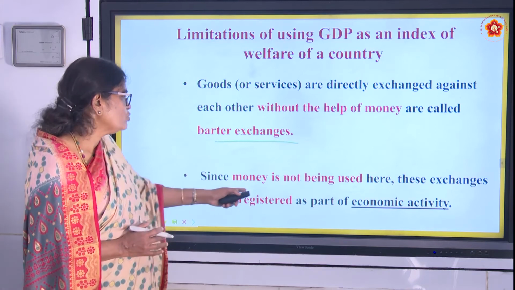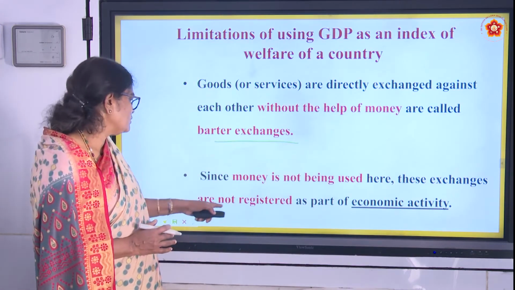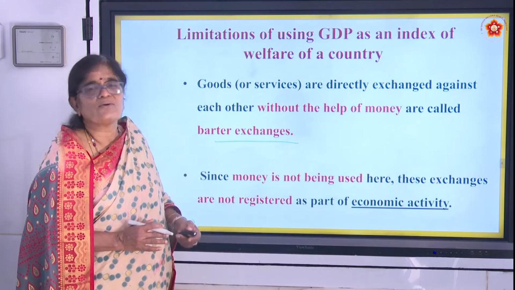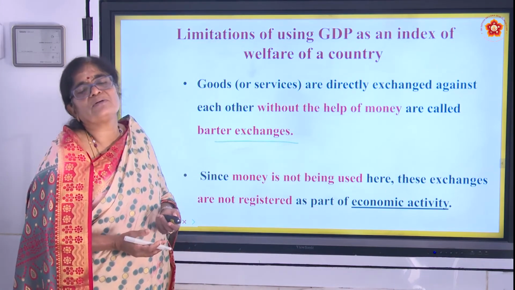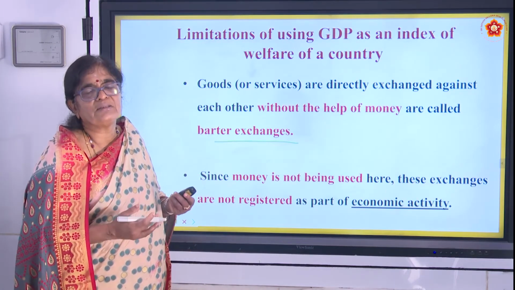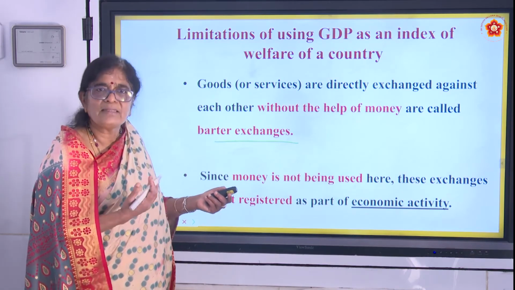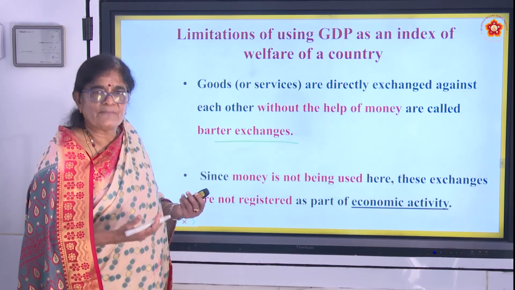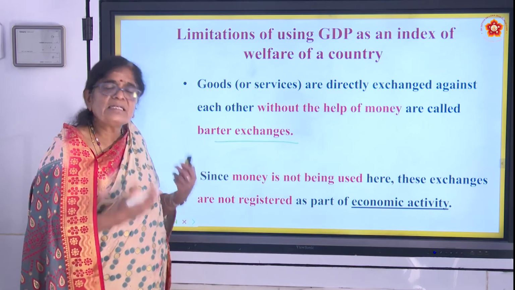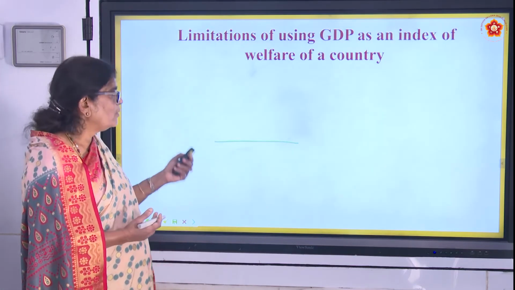Since money is not being used, these exchanges are not registered as part of the economic activity. If they are not registered as monetary activities involving money, then they are not considered under GDP. Therefore, GDP underestimates the values of all these activities.